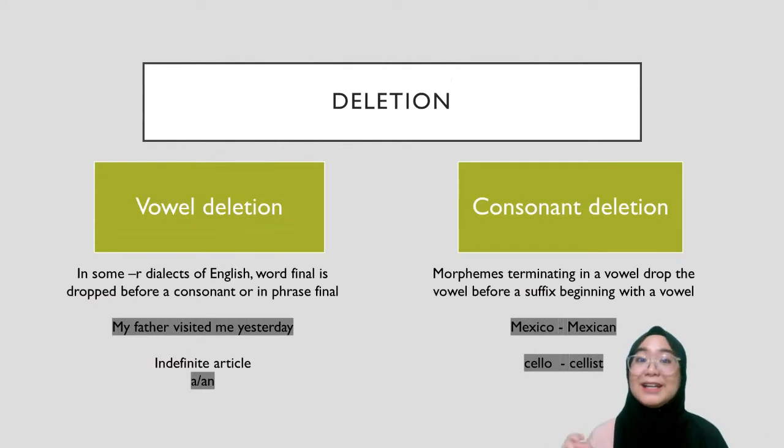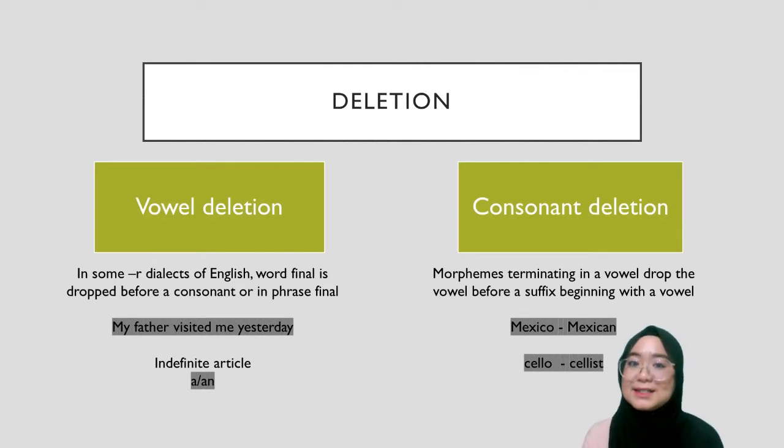In some R-less dialects of English, like British, yes, word-final R is dropped before a consonant or in phrase-final position. So if you usually say father with an R, in some other dialects it is father without it. So my father visited me yesterday. It is also used for the indefinite article, where we can exchange the vowel into n related to the following word.